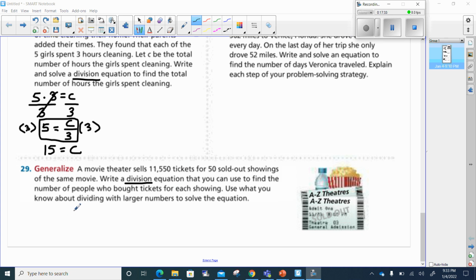So a division problem you could write would be 11,550 divided by 50, okay? And that's going to help us to find the number of people who bought tickets for each show. So this equals, I guess, whatever variable we want to use here. We could put P for people. I don't see where it says to use a specific variable. The number of people would be P. So this is a division problem that equals P.